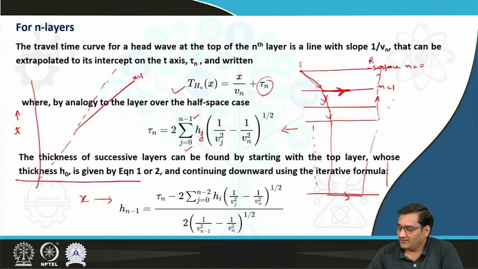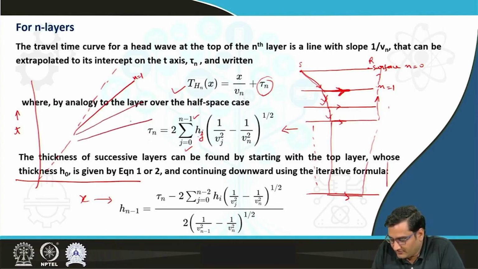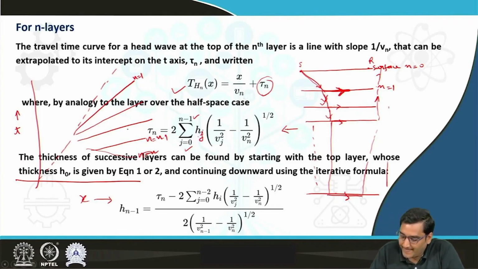Since the velocity keeps increasing in the downward direction, the slope of the head wave, that means the wave traveling across the interface of the various layers, will get shallower and shallower as you go deeper. So for the second layer, the slope may be something like this. For the third layer, the slope may be something like this. Likewise for the nth layer, n is equal to n. You can see that the slope is getting shallower and shallower.